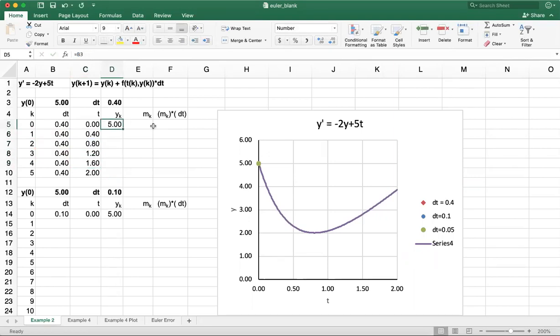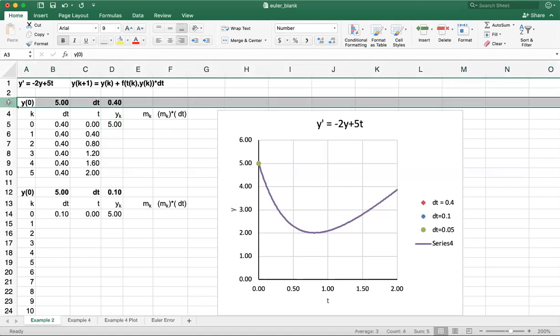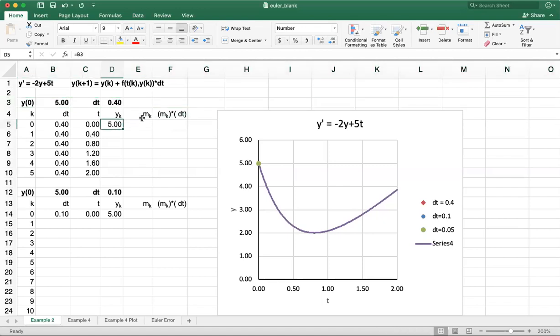I'm going to have a column that's going to represent the y's. My initial y is 5. I have it keyed up here so that in this row I can just specify what y of 0 is and what dt is, because a lot of the formulas I'm going to use are the same. And then I wrote this column m k, because a lot of times when we have the equation of a line, we say y equals mx plus b, and so I decided m would represent the slope. So that's why I wrote m sub k there. That's the slope.